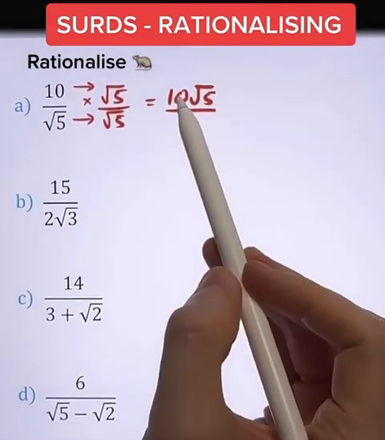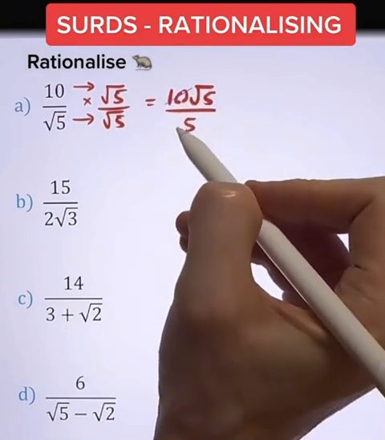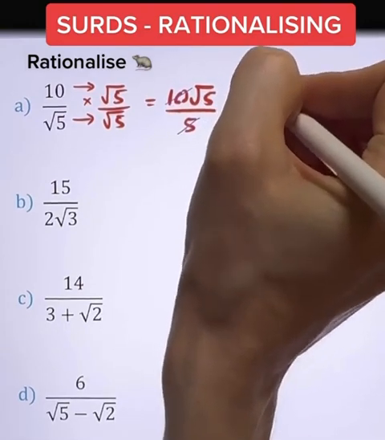Simplifying our fraction, here we can see 10 over 5. Well, 10 divided by 5 is 2. Hence, my final answer is going to be 2 root 5.